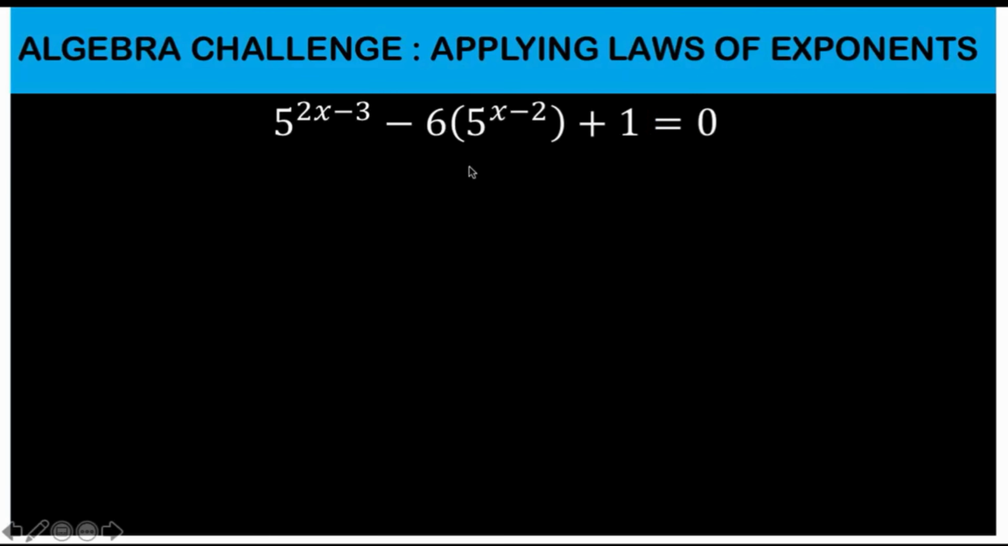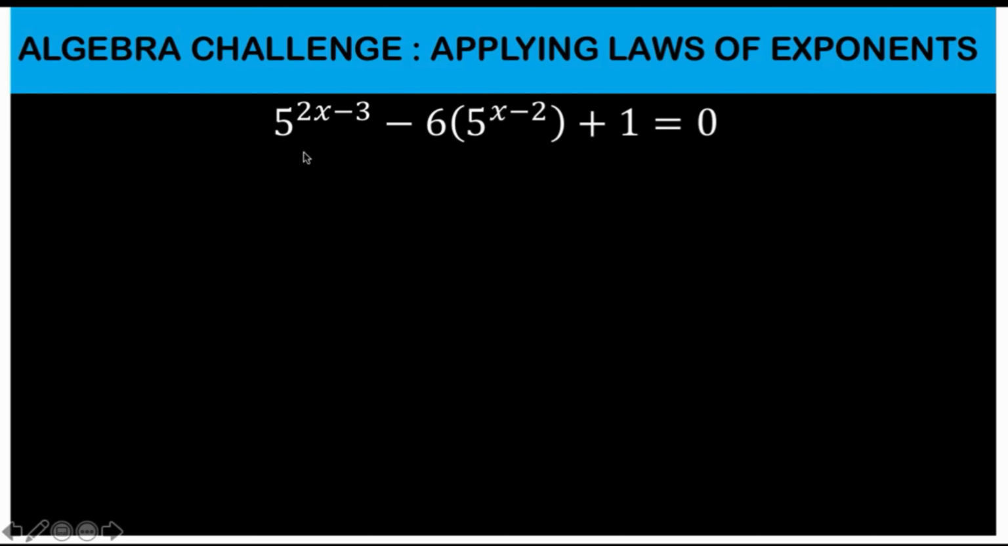Notice that at the left side of this equation we have three terms. We have 5 raised to 2x minus 3 as our first term, 6 times 5 raised to x minus 2 as the second term, positive 1 as our third term. And the right side of the equation is 0. Now let's look at the first term. What can we do with 5 raised to 2x minus 3?